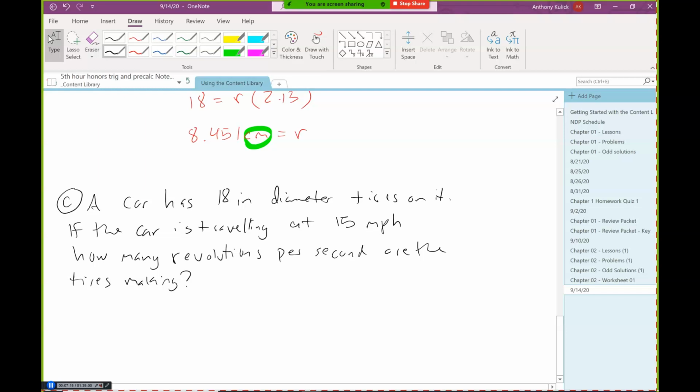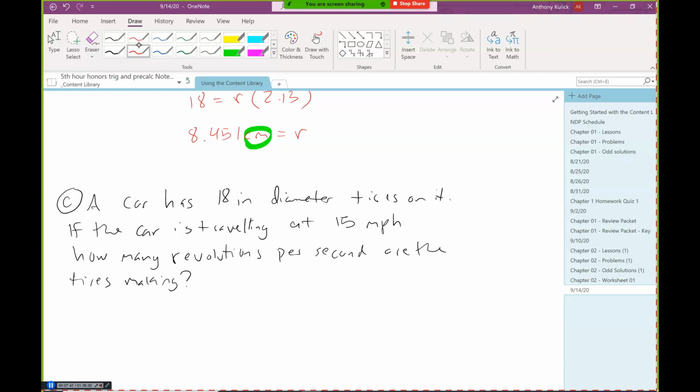So we have that a car has an 18-inch diameter tire and travels at 15 miles per hour. And we ask how many revolutions per second are the tires making. Does this sound familiar to anyone? Did you guys do the bike project last year? No. Well, never mind then.